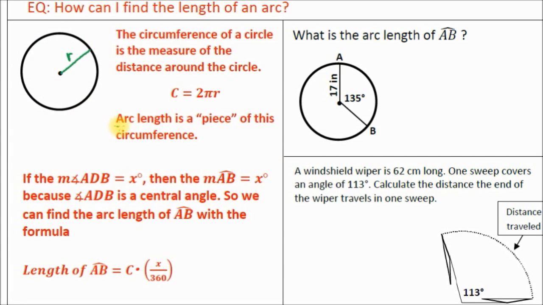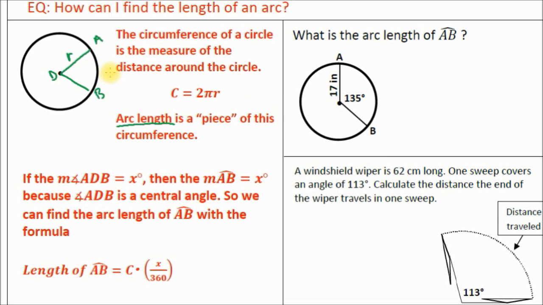Now arc length is just a piece of this circumference. Think about it as cutting a piece out of the circle and then measuring that and saying, oh, that is the length of that particular piece or that particular arc of the circle. Okay, so here's our rule. If the measure of angle ADB, let's make a measure here. And I'm going to go ahead and label this A and label this D and label this B.